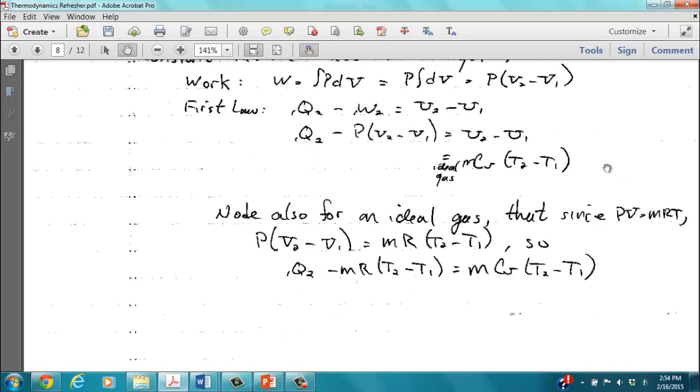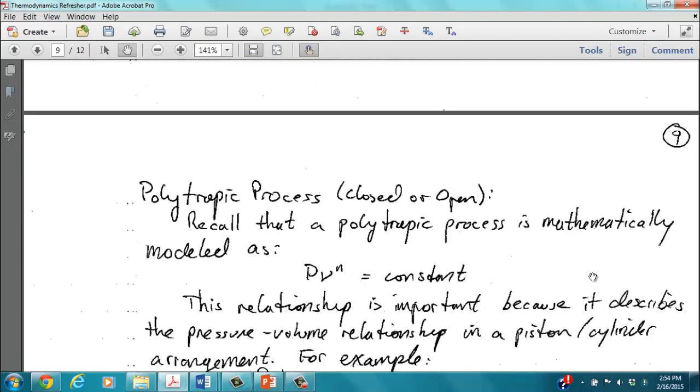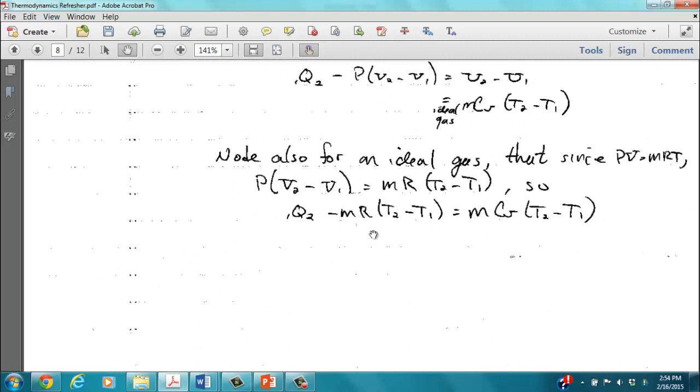But there's also something else that's interesting: for an ideal gas, because PV equals mRT, we can say that P times V2 minus V1 is equal to mR(T2 minus T1). We can substitute that into our first law equation and get that Q1 to 2 minus mR(T2 minus T1), that's the P(V2 minus V1), is equal to m Cv (T2 minus T1). Now if we bring our like terms together, we can simplify this even further and eventually show that Q1 to 2 is equal to m Cp (T2 minus T1). I just wanted to show you that relationship that you have with the ideal gas equation in terms of P(V2 minus V1).